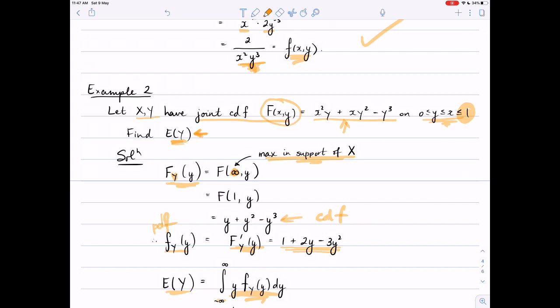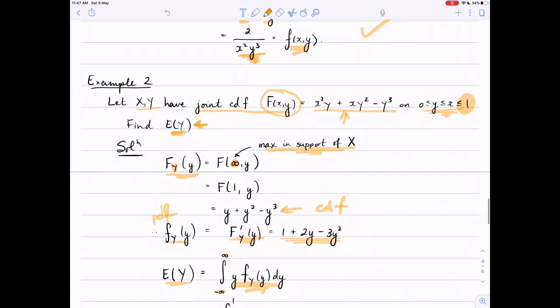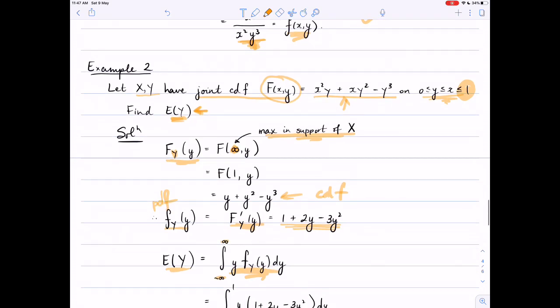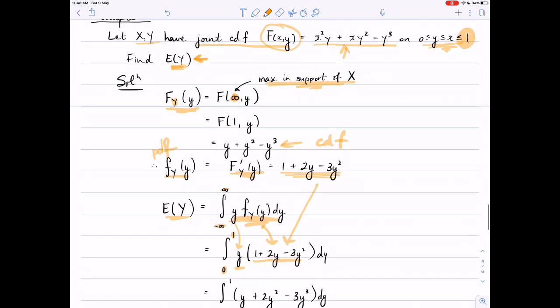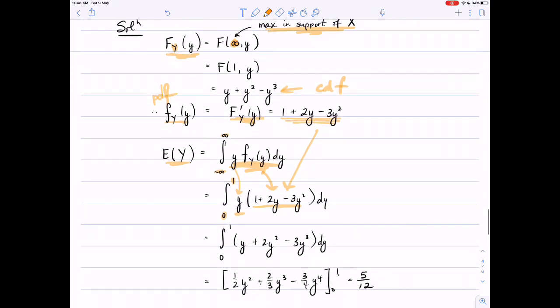You can integrate over the entire support of y times the density of y dy, and so we plug that in. The support for y is from 0 to 1. Y goes here, y times the density of y, and that density function is just from up there. You expand and crunch through that, and you will get the expected value here as 5/12.